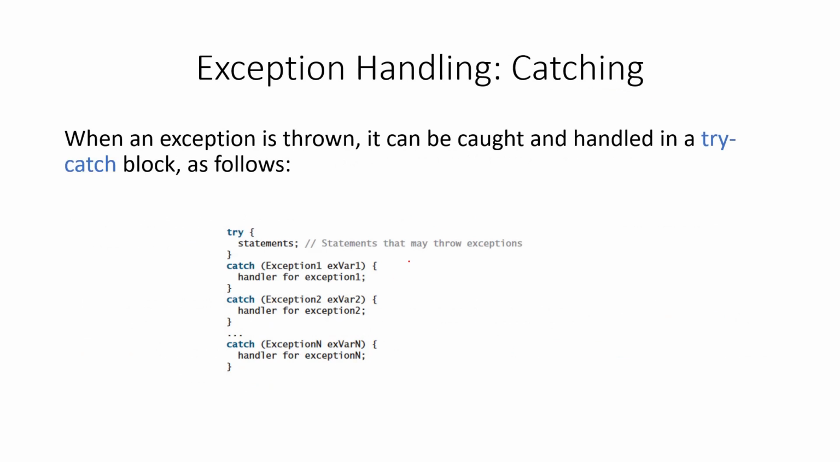And the last one in exception handling is catching. Actually, when we catch the exception, it is used in a try-catch block. So here we have throw, and we have catch of exception 1, exception 2, and exception n, and so on. So we can catch or handle not only one exception, but different kinds of exceptions.